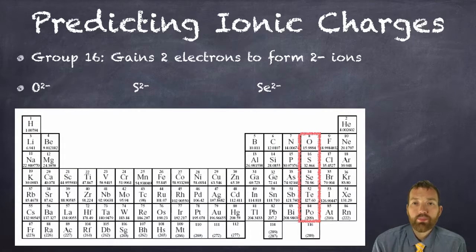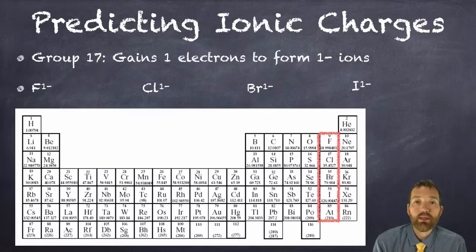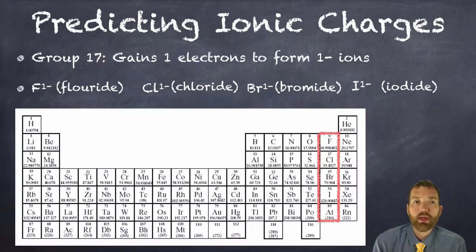Group 16 are 2 away from the noble gas, so they're going to gain 2 electrons. They'll all form 2 minus ions like oxide, sulfide, and selenide. Group 17 are 1 away from the noble gases, so they're going to gain 1 electron to form 1 minus ions like fluoride, chloride, bromide, and iodide.